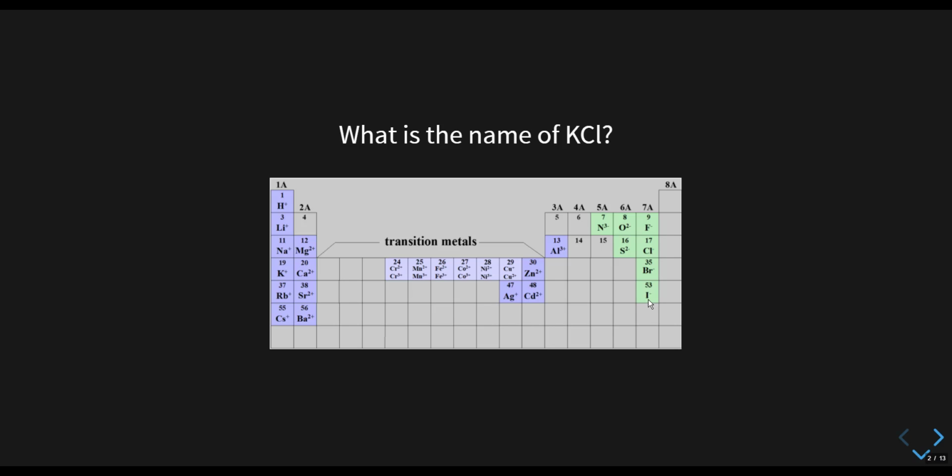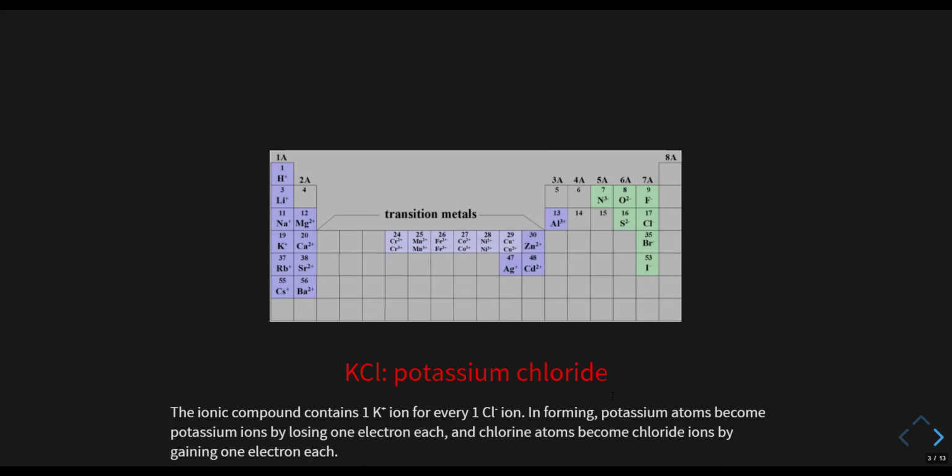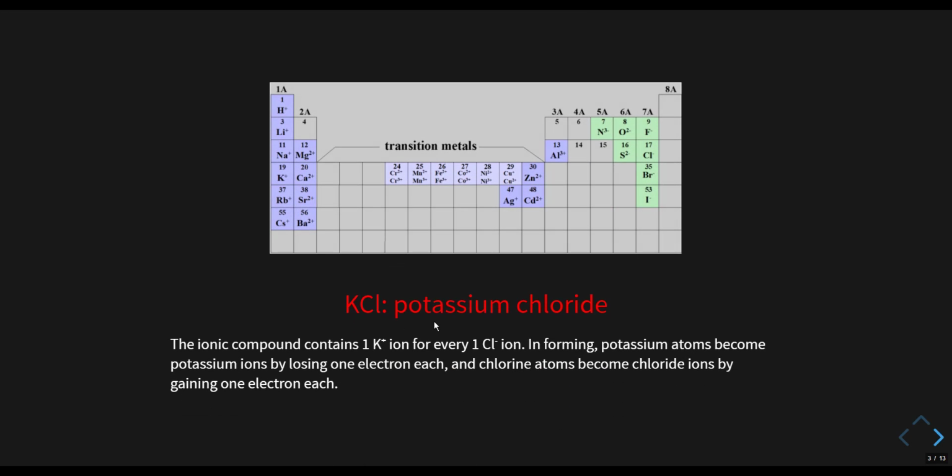All right, so let's try this one. What is the name of KCl? You say, well, K is made from the potassium atom. The cation has the same name, so it's called potassium. What's the Cl called? Well, it's made from the chlorine atom. By accepting an electron, it becomes the chloride ion. So the compound KCl is called potassium chloride.